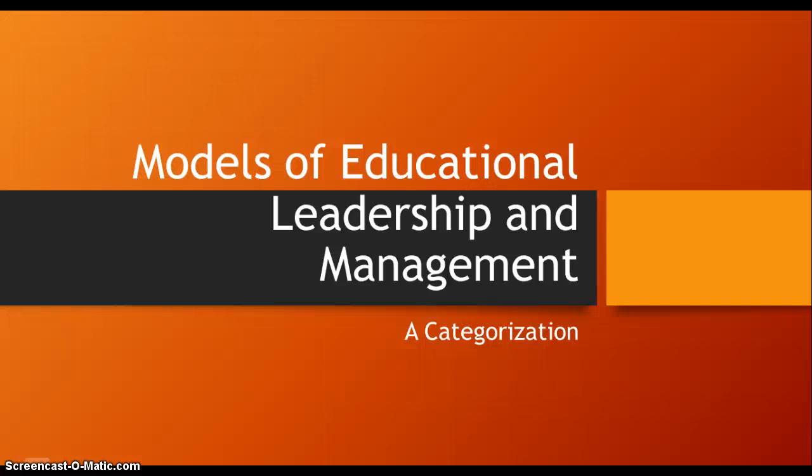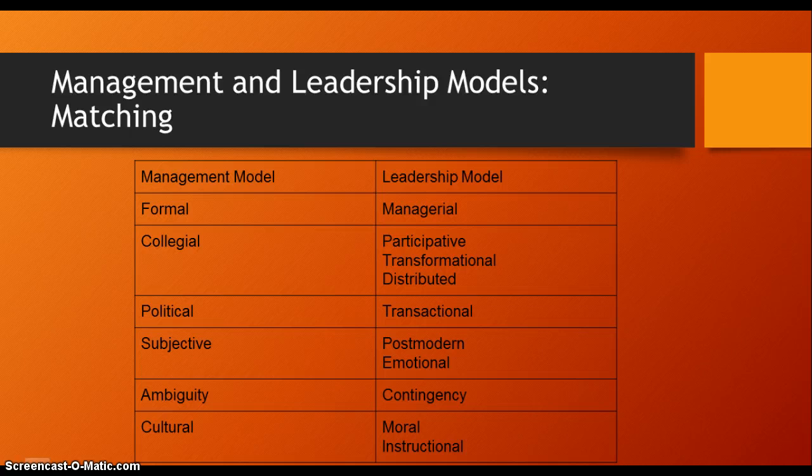Models of educational leadership and management, a categorization. Management and leadership models. There are 6 management models: the formal model, the collegial model, the political model, subjective, ambiguity, and cultural model. There are 10 leadership models: managerial, participative, transformational, distributed, transactional, postmodern, emotional, contingency, moral, and instructional. In this lesson, we will be covering the 6 management models.